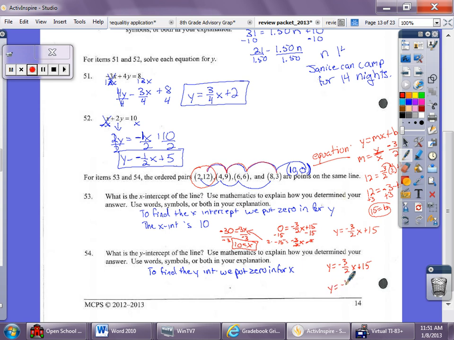If we plug in 0 for x, well, 0 times negative 3 over 2 is going to cross off, so we're going to be left with y equals 15. So we know that the y-intercept is 15.